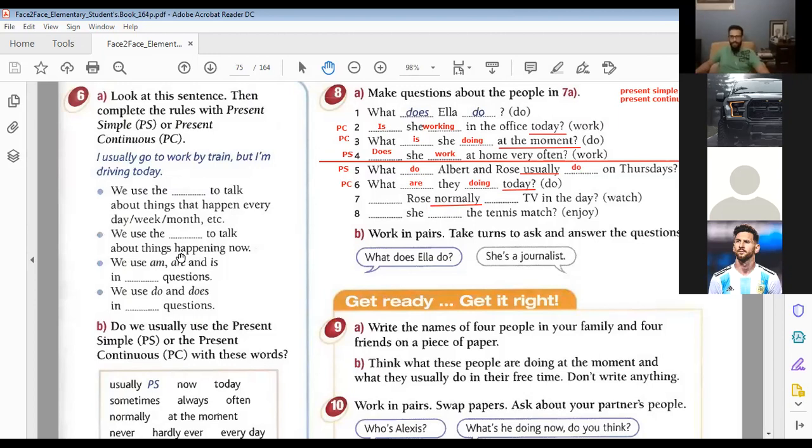Very good, very good. Number 6, Rashid. What are they doing today? What are they doing today? They staying in the home. Okay, you forgot something. They are staying at home. Very good. They're staying at home. Very good.